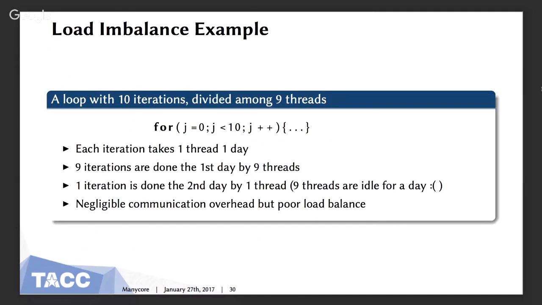So just an easy example of load imbalance is, say we have a loop with 10 iterations. It's divided among 9 threads. Each iteration takes a single thread a single day. Let's say 9 iterations are done the first day by 9 threads. And then you still have that last iteration that needs to be done the second day by 1 thread. So 8 threads are idle for that entire day. There's negligible communication overhead, but there's really poor load balance. If I had just used 10 threads, this workload would have been done in a single day, instead of 2 days.